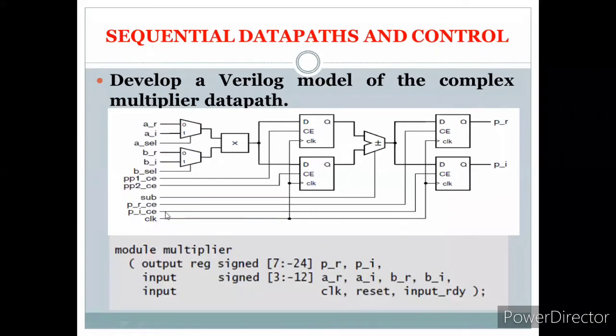Okay, so these are the things we have in defining the model. What is the name of the model? Module multiplier. For this particular model, we are assigning a name called multiplier with the help of a module. So module multiplier, output registers signed numbers 7:-24 P_R, P_I. The input signed numbers A_R, A_I, B_R and B_I are 3:-12, and then clock, reset and input ready.